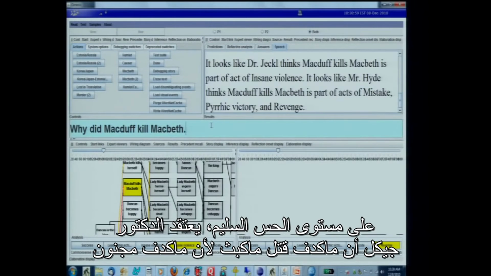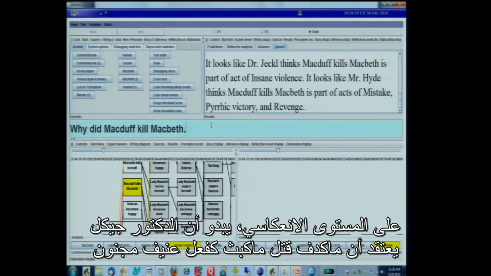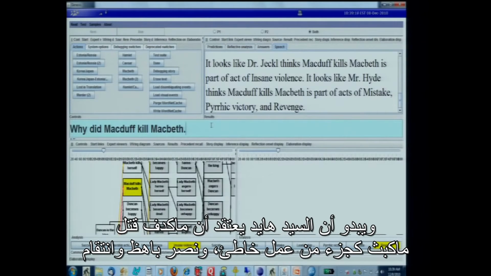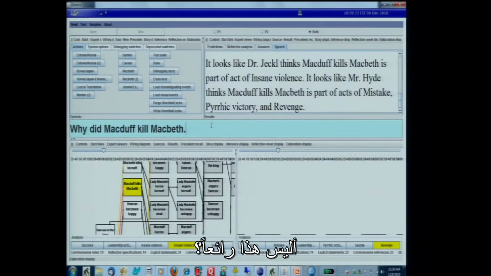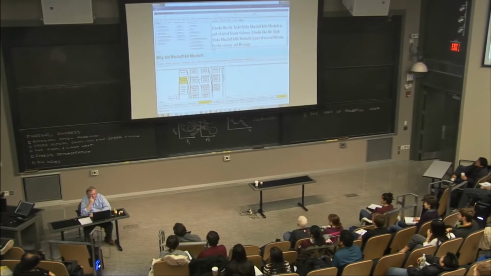On a common sense level, it looks like Dr. Jekyll thinks Macduff kills Macbeth because Macduff isn't sane. It looks like Mr. Hyde thinks Macduff kills Macbeth because Macbeth angers Macduff. On a reflective level, it looks like Dr. Jekyll thinks Macduff kills Macbeth is part of an act of insane violence. It looks like Mr. Hyde thinks Macduff kills Macbeth is part of acts of mistake, victory, and revenge. Isn't that cool? I bet you get an A if you just said that in 8th grade.